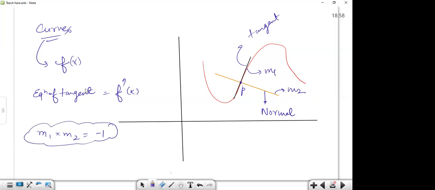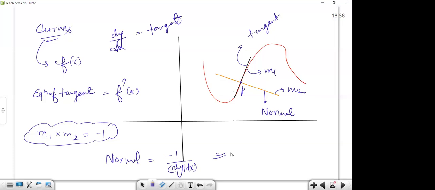So if we have a tangent of some function with slope dy by dx, then for the normal, our slope would be -1 divided by this. So basically -1 divided by dy by dx. Simple, as simple as that.